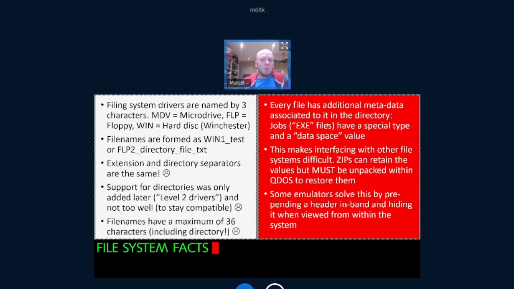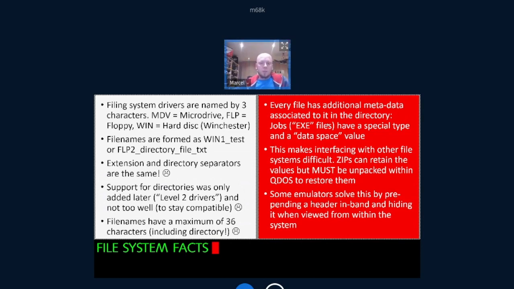Filesystems. Filesystem drivers always had three characters. MDV is the microdrives. This is, I don't know, that's a keychain, but that is a microdrive, one of the unique features of the QL, and that's the biggest selling point at that. FLP is floppy, and WIN stands for Winchester, and is still today the name for the hard drives, hard disks.